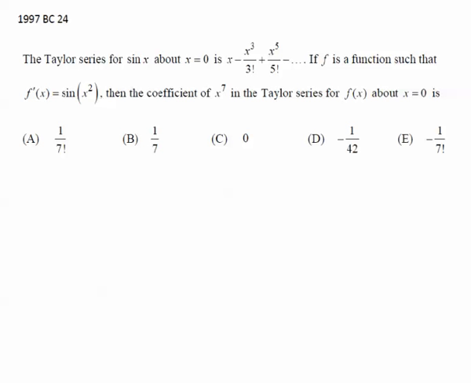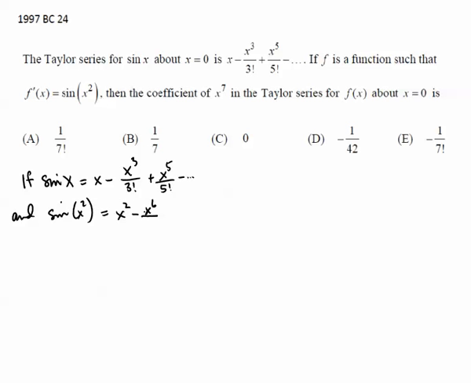All right, so we start out here knowing that sine of x is equal to x minus x to the third over 3 factorial plus x to the 5th over 5 factorial, etc. If that's true, and we know that sine of x squared would be x squared, we're just going to replace all the x's with x squares, minus x to the 6th over 3 factorial plus x to the 10th over 5 factorial, etc. So we know that, and this is equal to f prime of x.